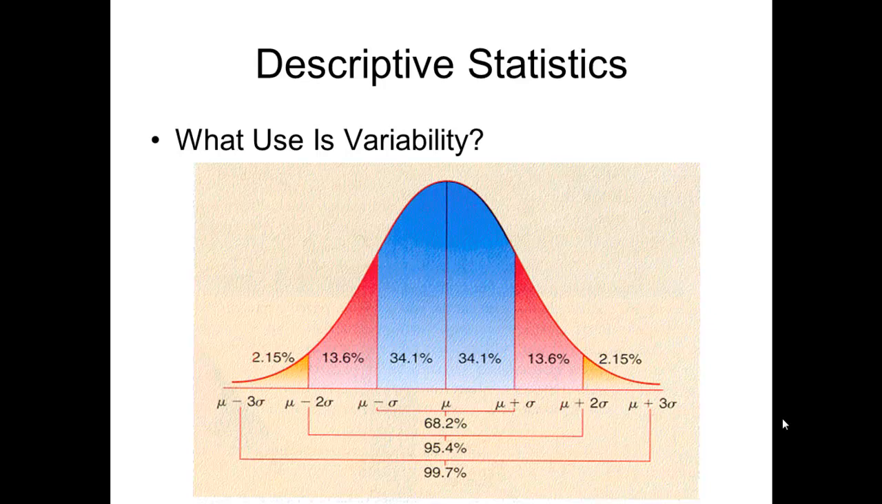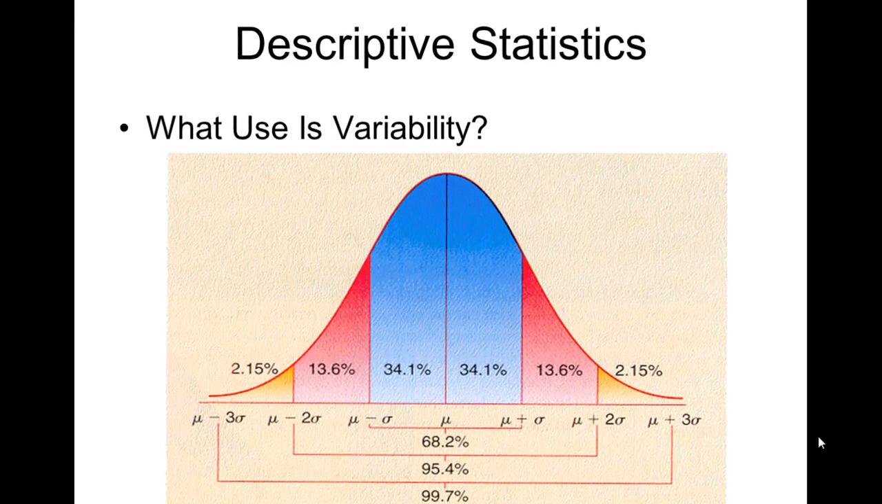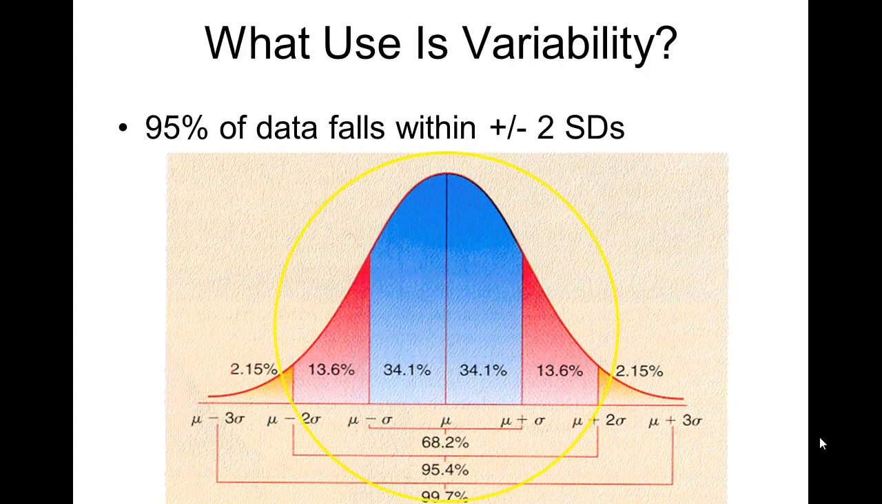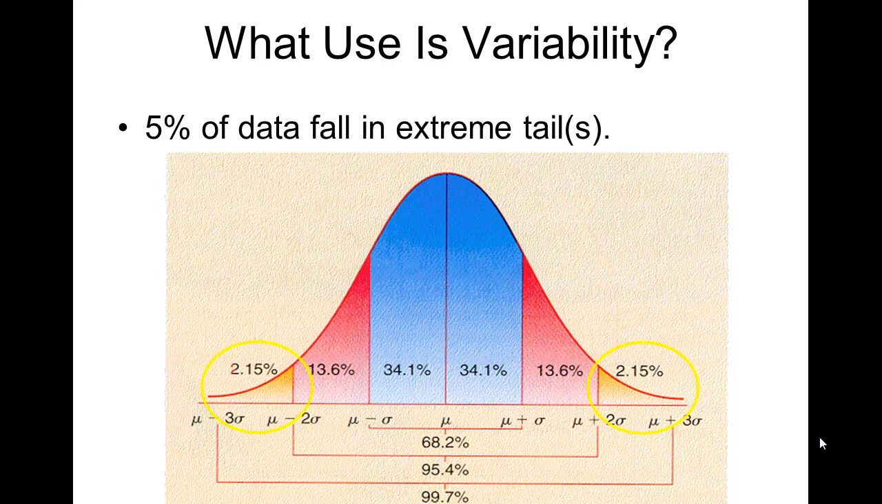And this is just one of the rules of the normal distribution. If we go out one standard deviation further, so that we're also now cutting off the red areas, you can see that we've added 13.6% on either side for a total of 95.4%. So what that means is that approximately 95% of the data in any normal distribution is going to fall within plus and minus 2 standard deviations. The other 5% is going to come in the extreme tails on either side.